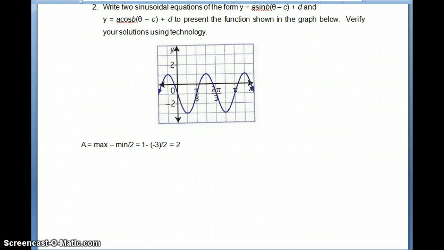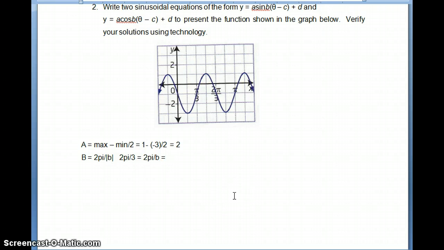To find our value of b, if you recall, your period is equal to 2 pi divided by the absolute value of b. So if you know what your period is, then you can solve for b. Here we can take a look at our period. It'll start here, and we're going to go all the way across until we get back to here. From 0 to 2 pi over 3, that's the distance of your period. So 2 pi divided by 3 is equal to 2 pi divided by the absolute value of b, or for now we can just write b. We'll just assume that it's positive.